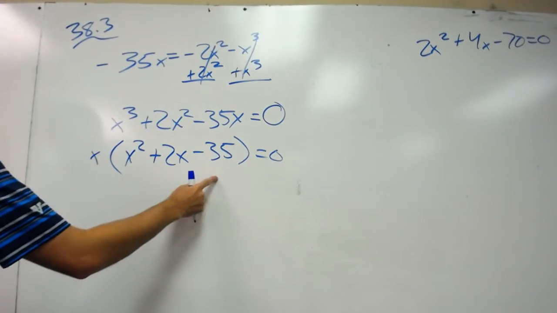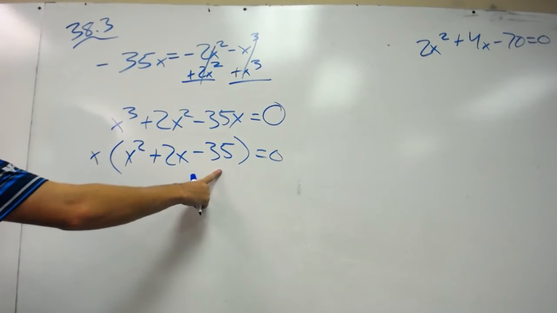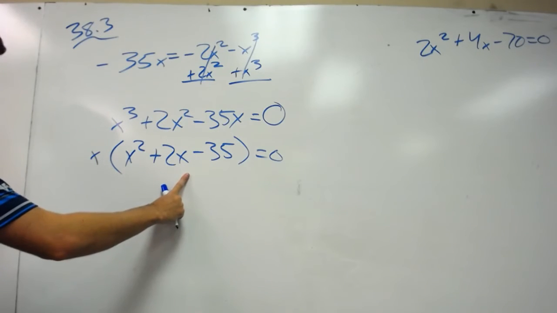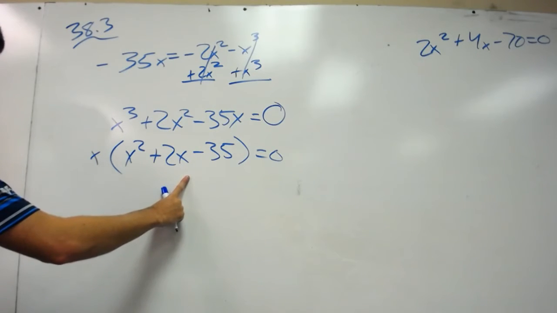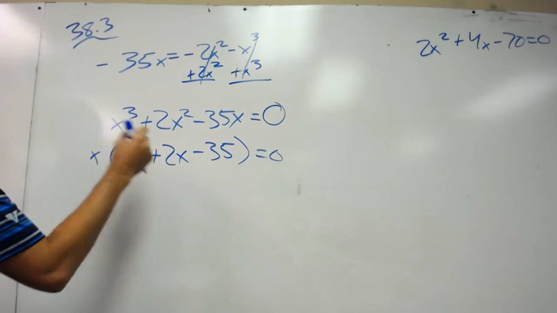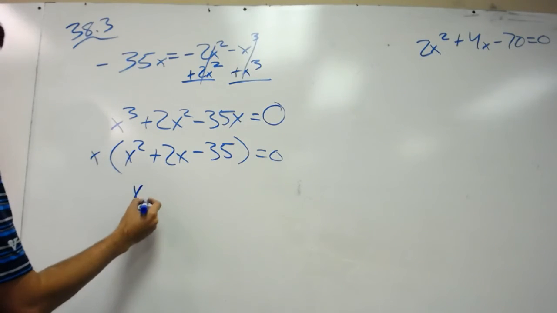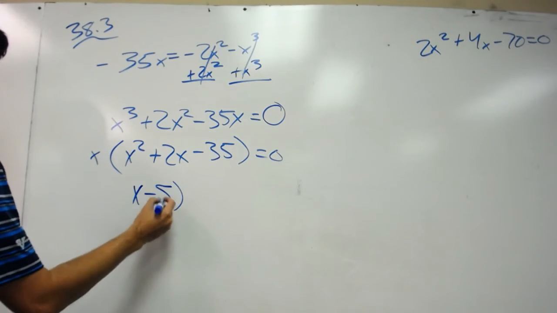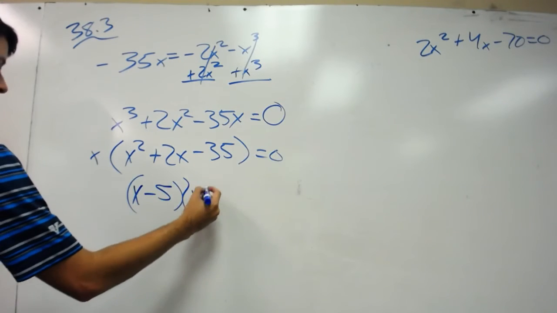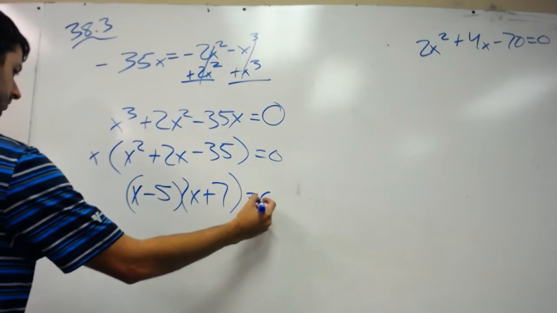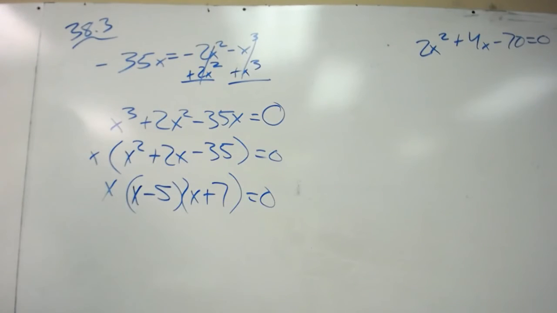We factor this: what multiplies to be negative 35, but adds up to be positive 2? What two numbers? And they will be a factor of 35, just FYI. And it would be x minus 5, x plus 7. Don't forget about this guy. And so now we have it factored.